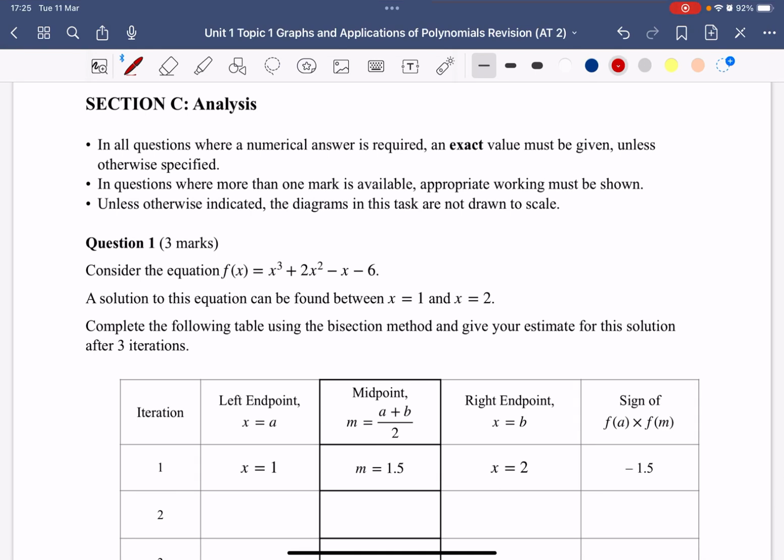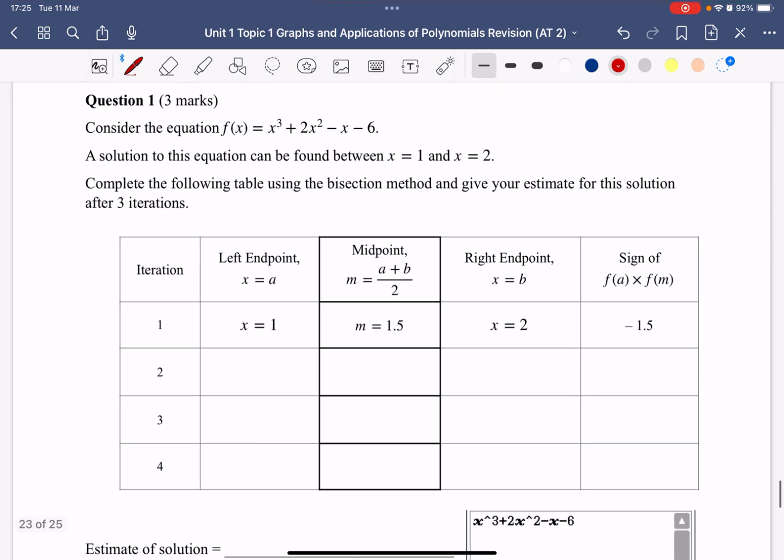So this is from Unit 1, Topic 1, Graphs and Applications of Polynomials revision. It's the part of the test at the end of that revision which deals with bisection. So this is the bisection method, question 1.